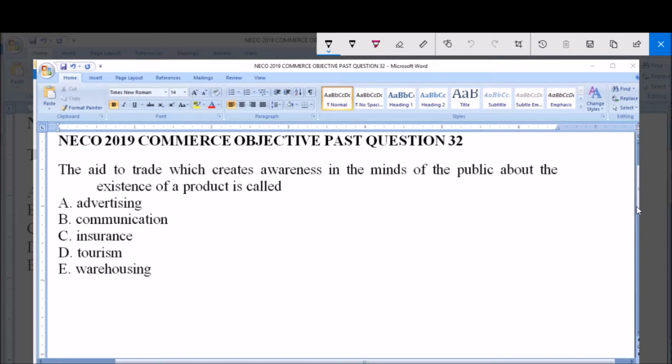The aid to trade which creates awareness in the minds of the public about the existence of a product is called A. Advertising, B. Communication, C. Insurance, D. Tourism, E. Warehousing.